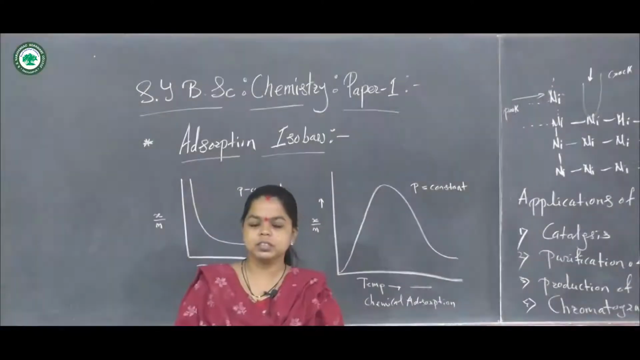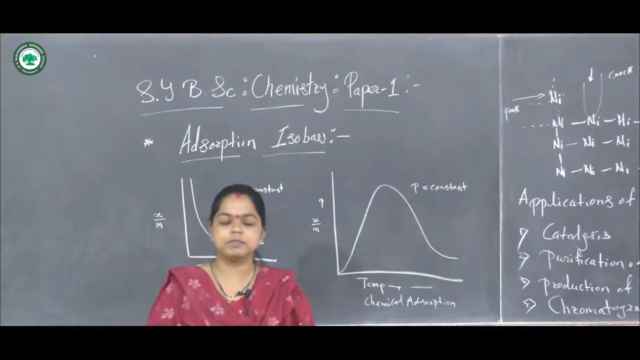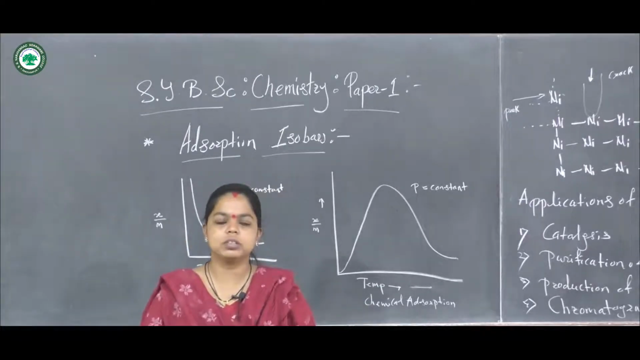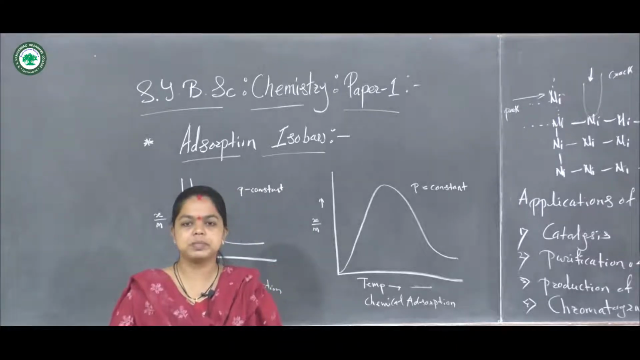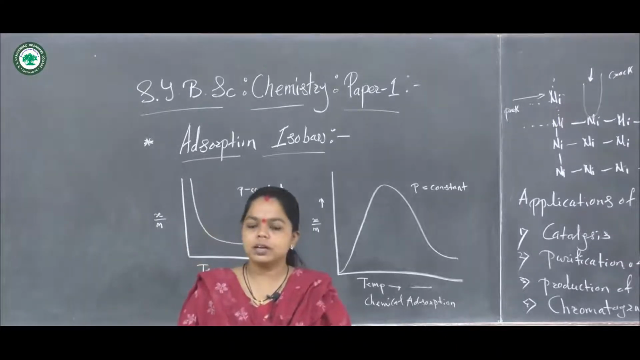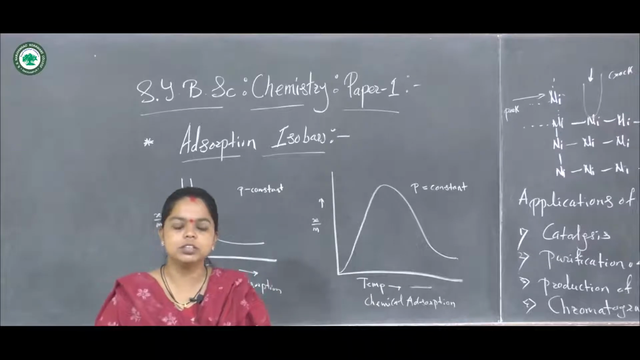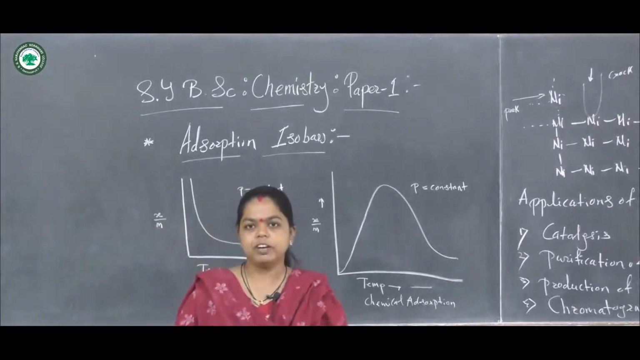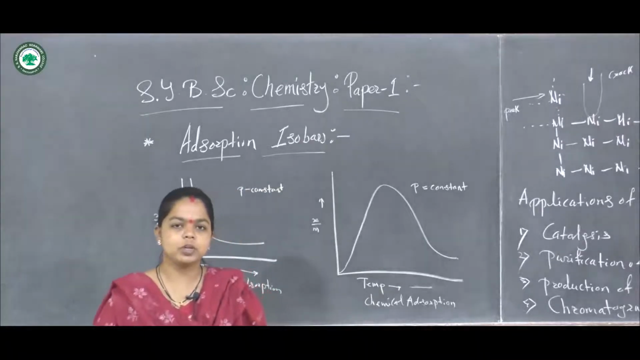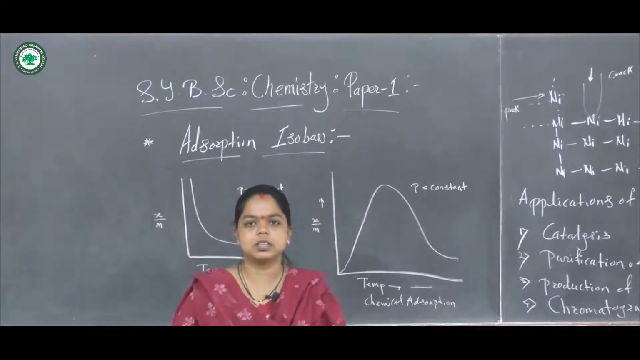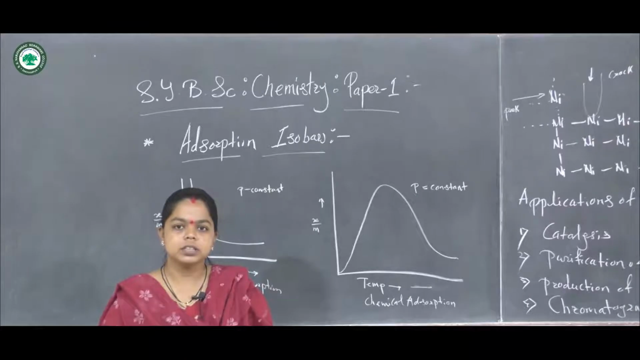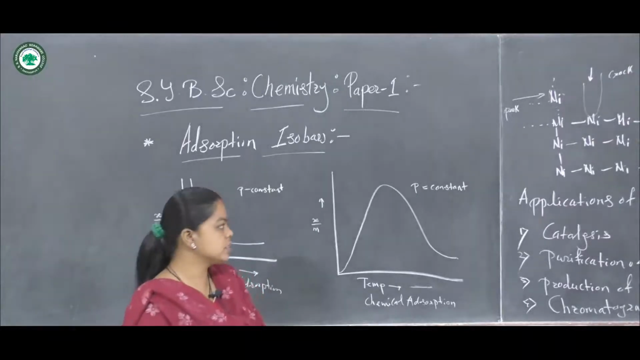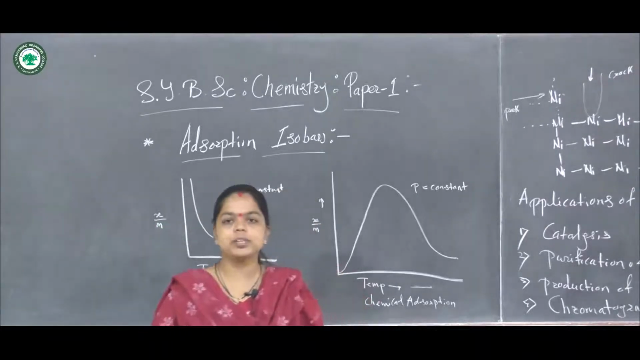Hello everyone. We are studying surface chemistry, which is one of the chapters under the physical chemistry of SY BSc course, paper first. In surface chemistry, we have studied different theories: Freundlich adsorption, Langmuir adsorption, BET theory, etc. Now we are going to study the next point, the adsorption isobars.